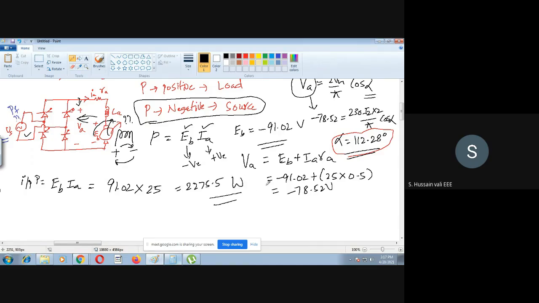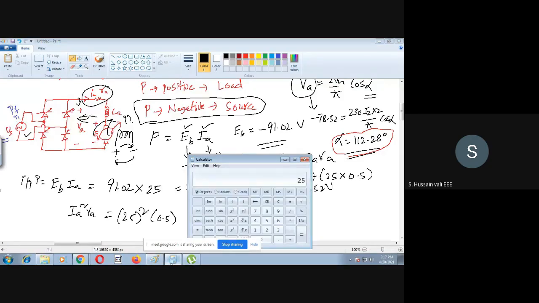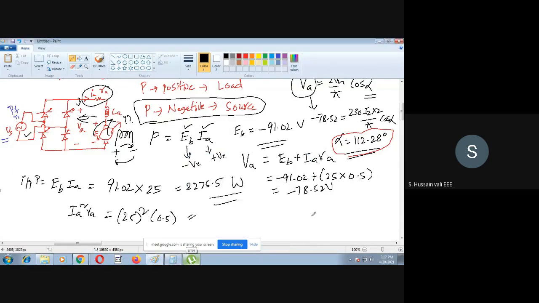So from this input power we will find out what are the losses. How do you find out the losses here? There is a loss in the armature resistance. So IA square RA. This is the only loss, because he did not mention anything regarding the losses in the thyristor. So IA square, so 25 square into RA. RA value is 0.5. So how much you will get is that? 312.5. So 312.5 is the power loss.